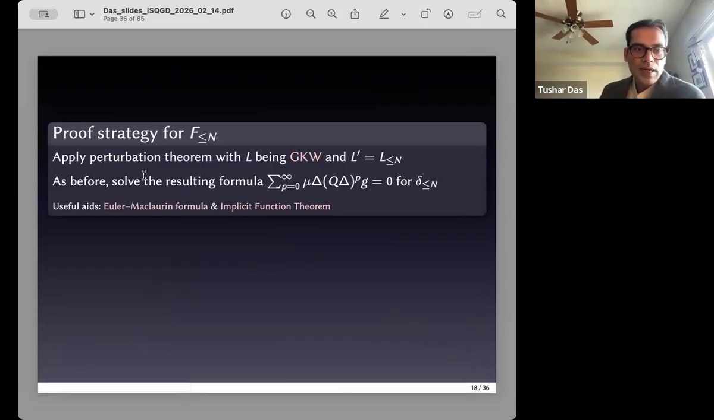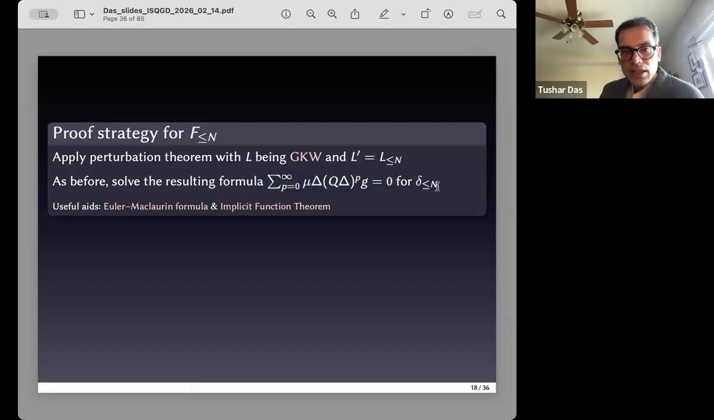So what you do, to get the expansion for delta less than or equal to n, is apply our perturbation theorem with L being the Gauss-Kuzmin-Wirsing transfer operator, and you let L prime be L less than or equal to n. And then the punchline: the conditions are all satisfied, and the punchline of our theorem tells you you've got this implicit equation.